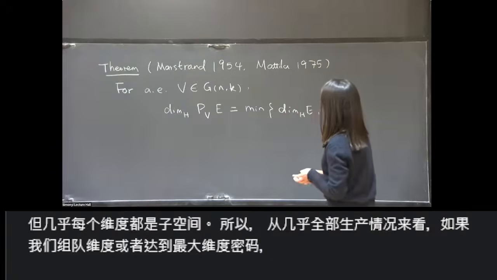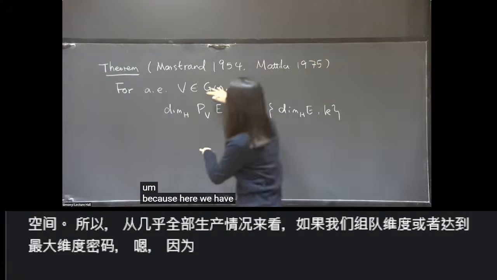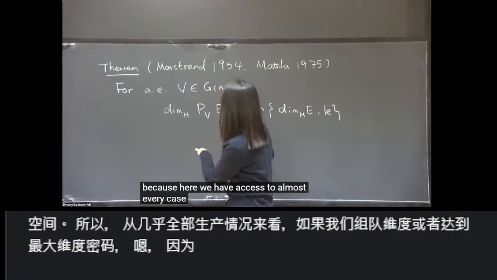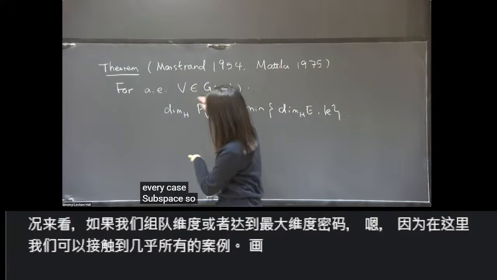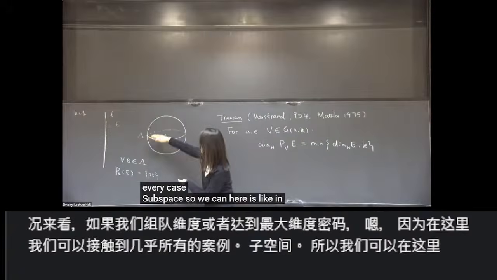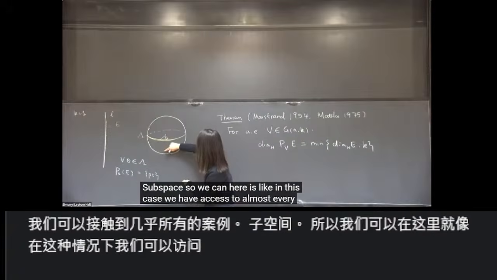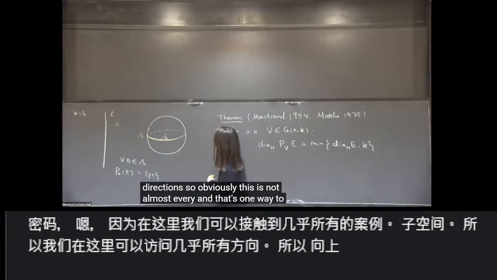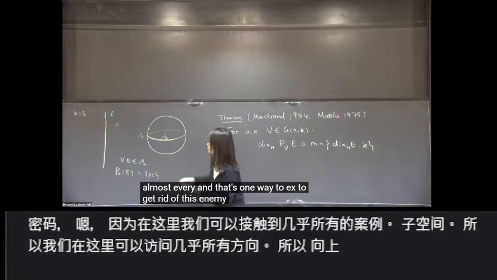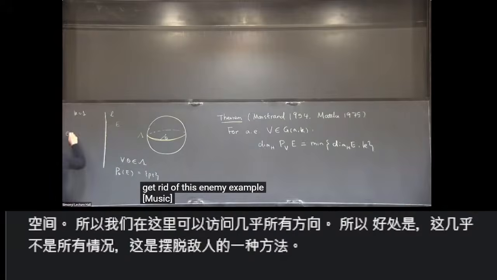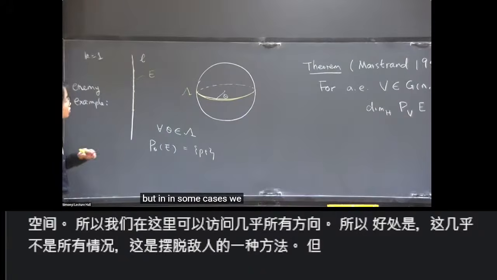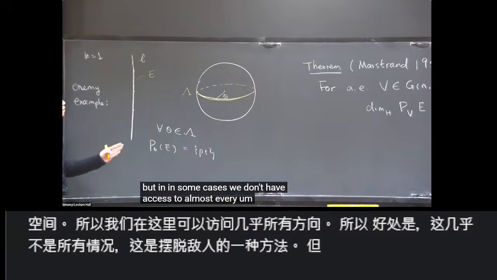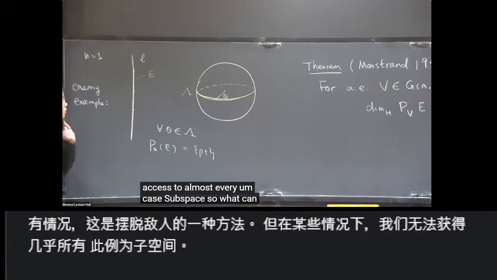Because here we have access to almost every k-dimensional subspace, in this case we have access to almost every direction. That's one way to get rid of this enemy example. But in some cases, we don't have access to almost every k-dimensional subspace. So what can we do?